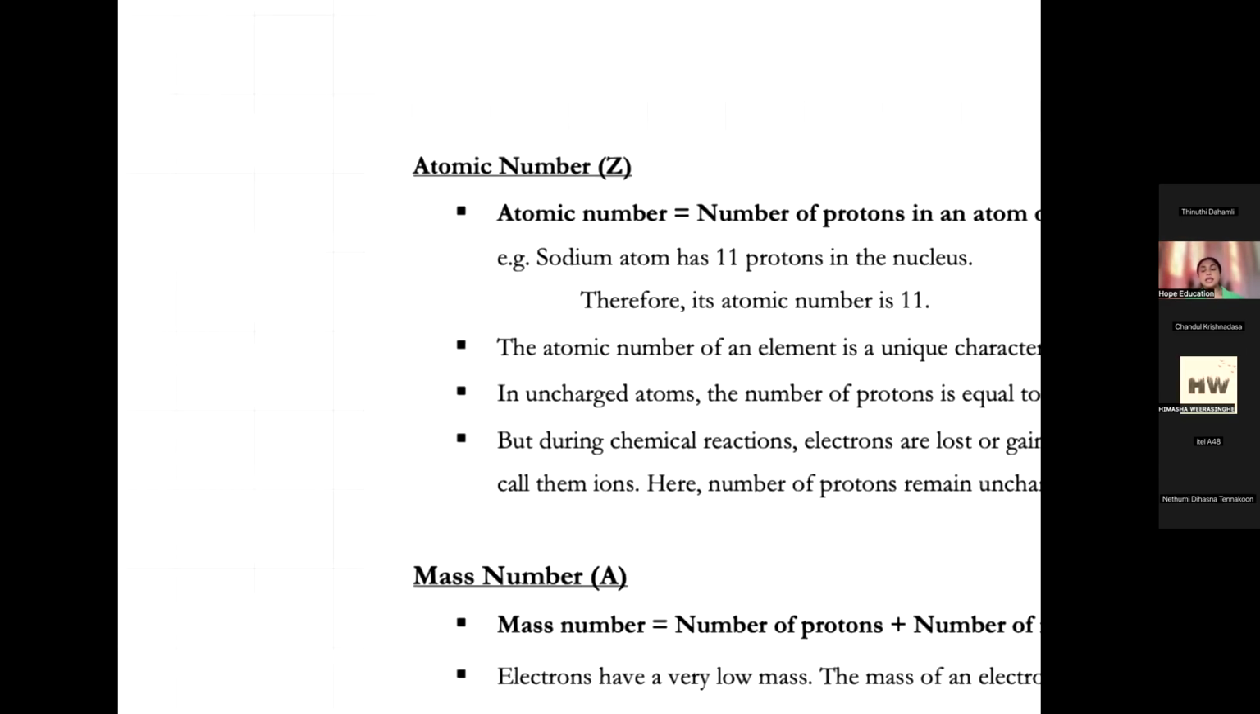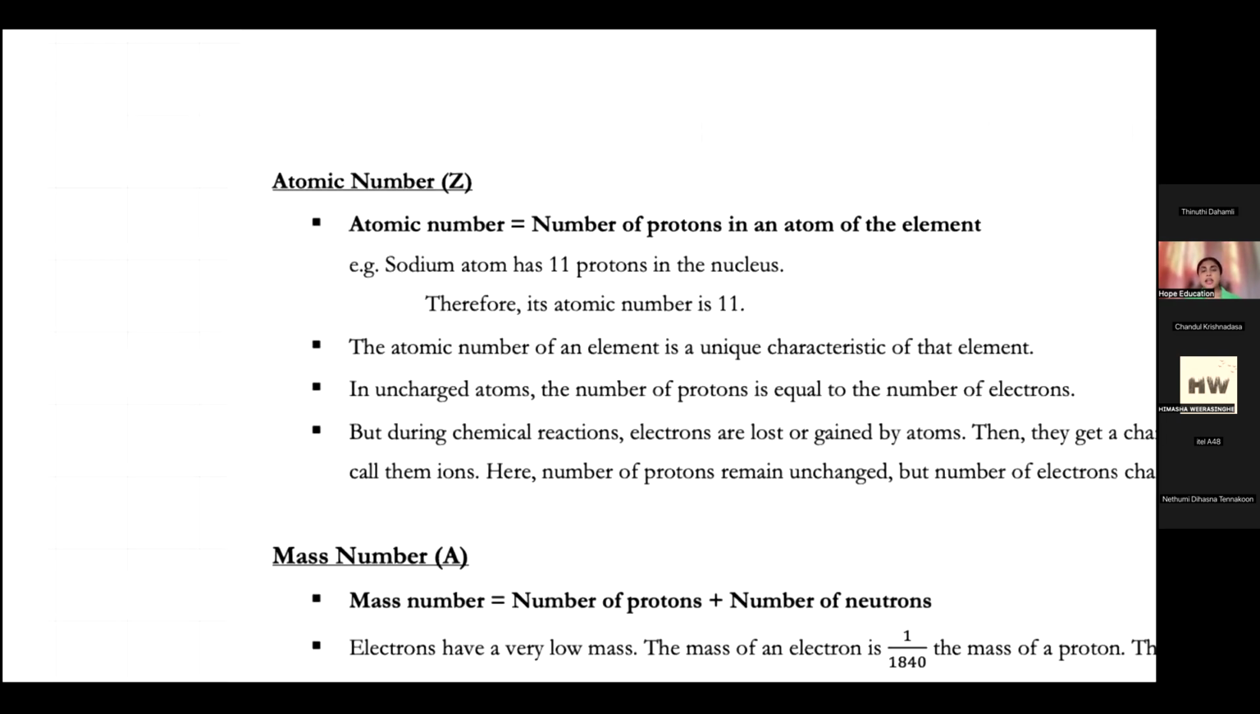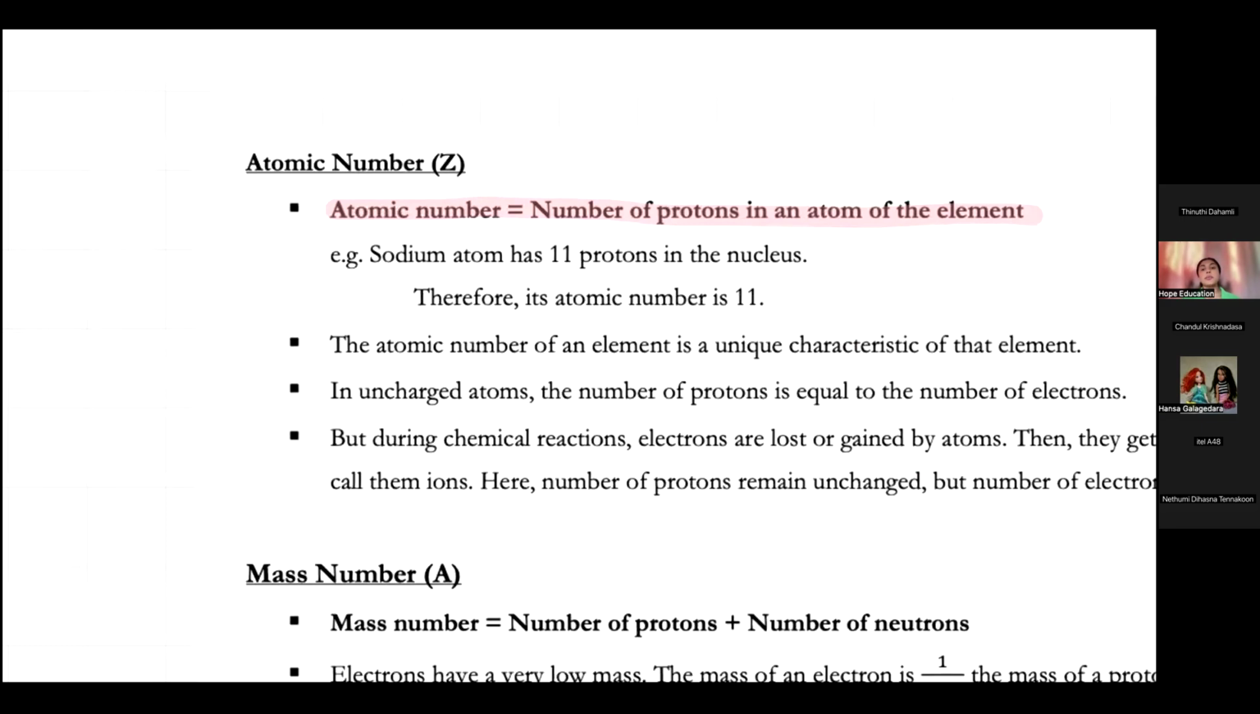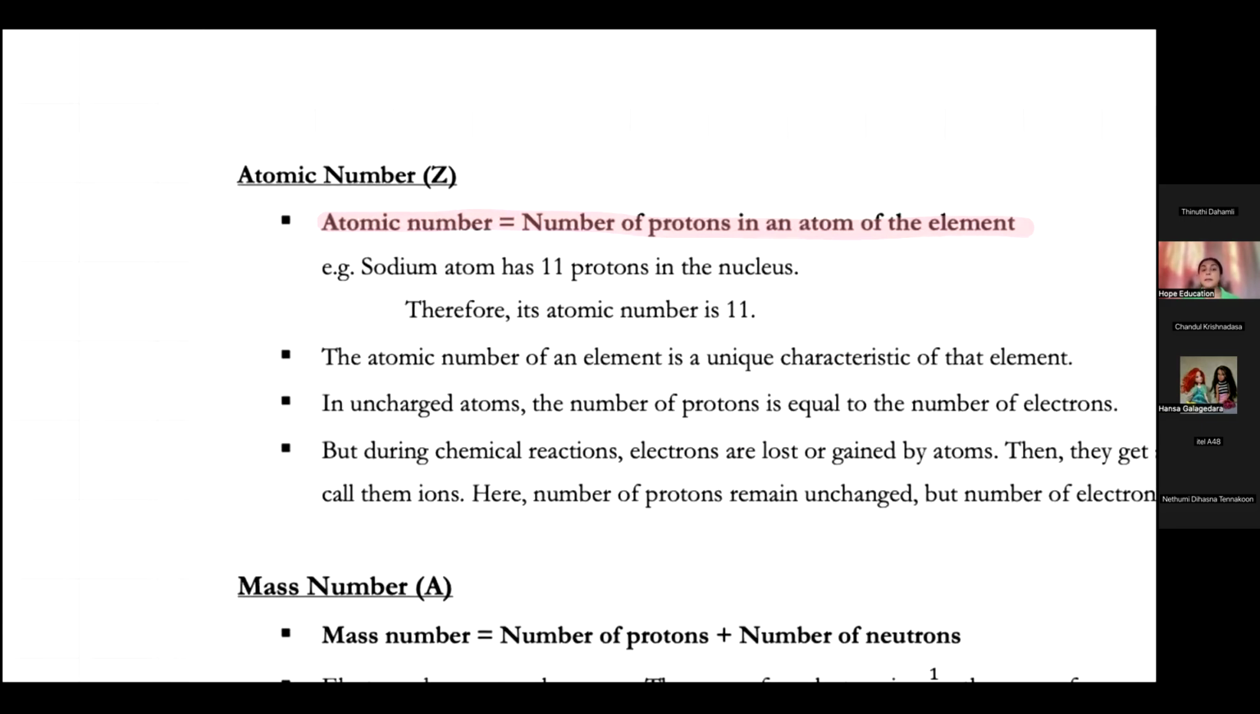So if you take all these elements, every element has something called the atomic number. Let's see what an atomic number is. The atomic number is the number of protons in an atom of the element. If you take an element, let's say carbon, you take an atom of carbon and check how many protons are there: 1, 2, 3, 4. Likewise, you count the number of protons in an atom of carbon. That number of protons is the atomic number of carbon. Now here's an example. A sodium atom has 11 protons in the nucleus. Therefore, its atomic number is 11.